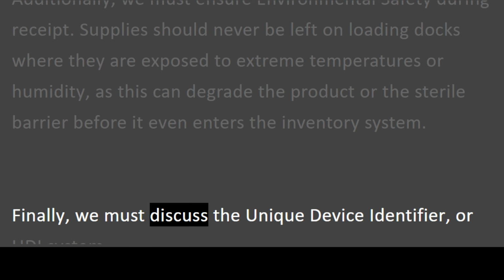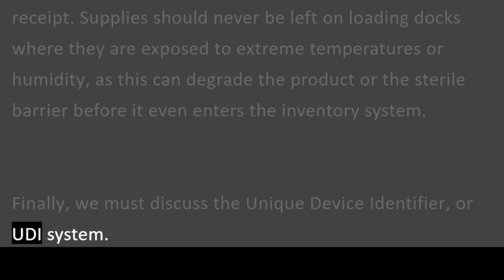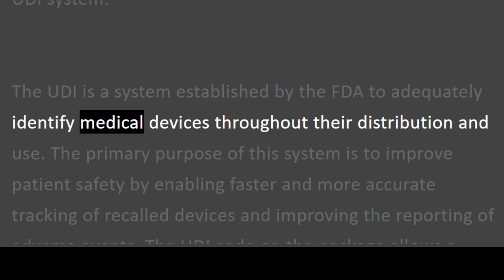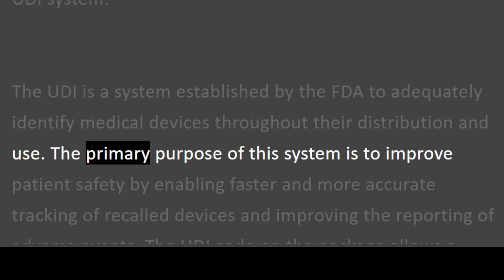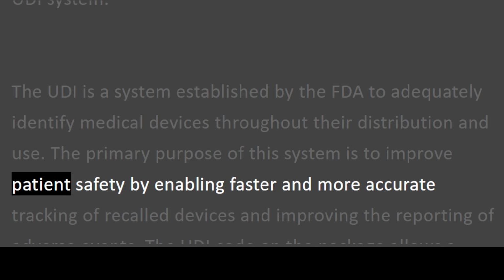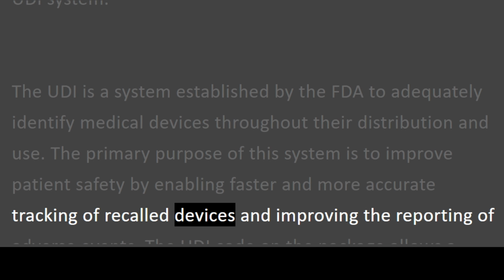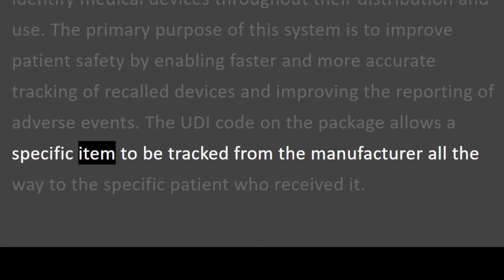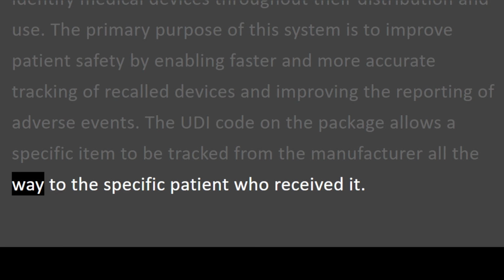Finally, we must discuss the Unique Device Identifier, or UDI system. The UDI is a system established by the FDA to adequately identify medical devices throughout their distribution and use. The primary purpose of this system is to improve patient safety by enabling faster and more accurate tracking of recalled devices and improving the reporting of adverse events. The UDI code on the package allows a specific item to be tracked from the manufacturer all the way to the specific patient who received it.